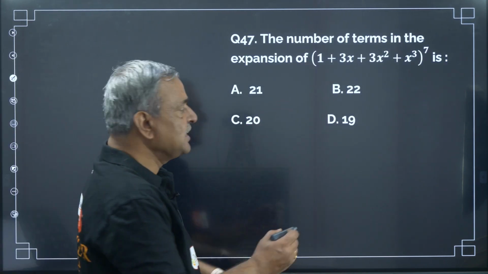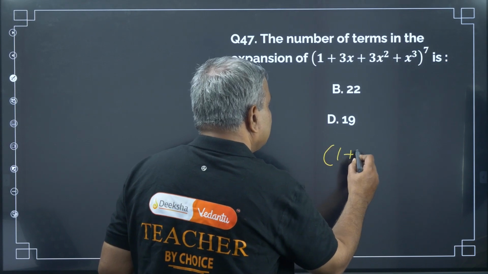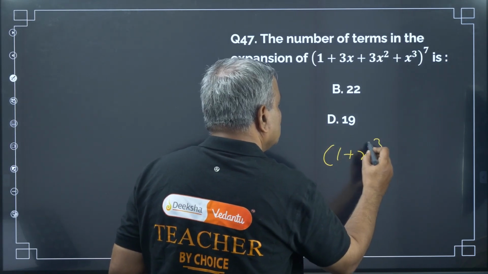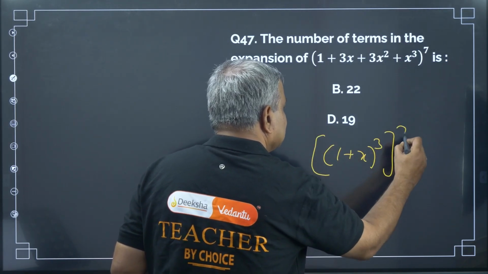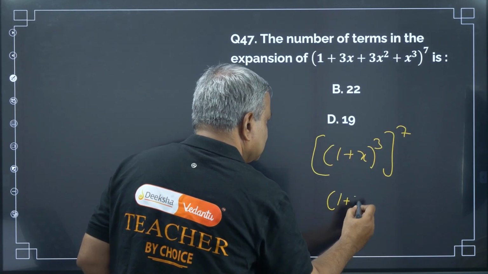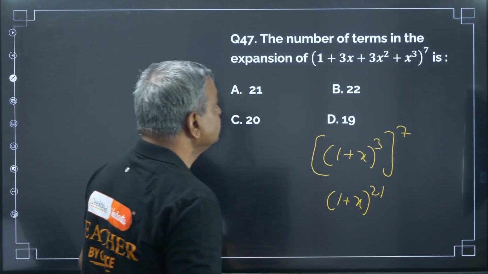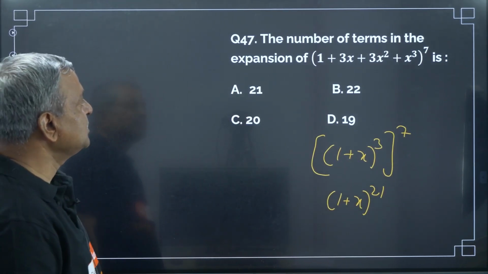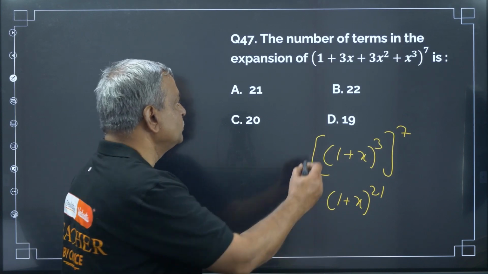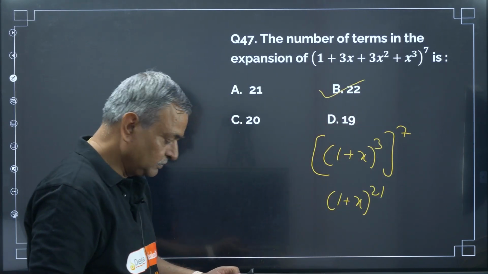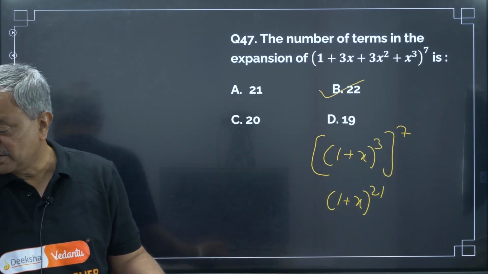47. It clearly indicates this is nothing but (1 plus x) whole cube to the power 7. So 1 plus x, 7 times 3 is 21. So what they are asking, the number of terms in this expansion will be 22. Option B. The number of terms in the expansion will be 22.